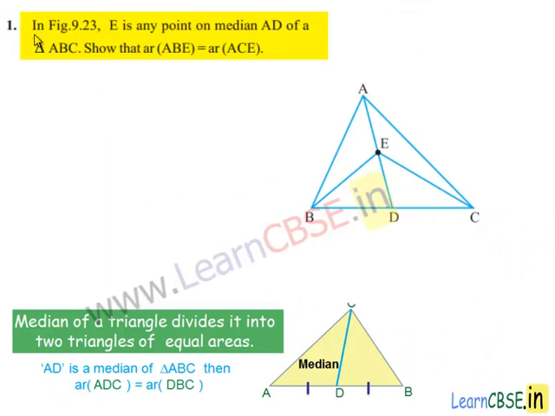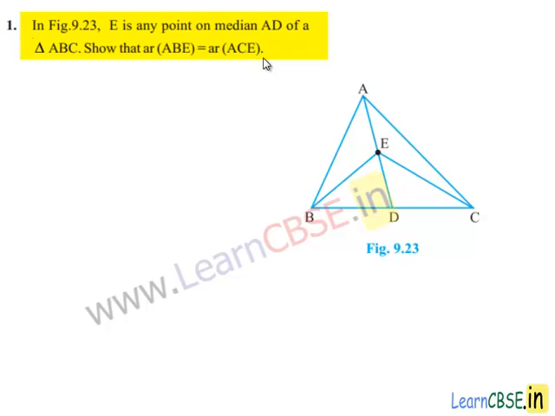Coming to the first question. In figure 9.23, E is any point on the median AD of triangle ABC. Show that area of triangle ABE is equal to area of triangle ACE. Now moving on to solution.